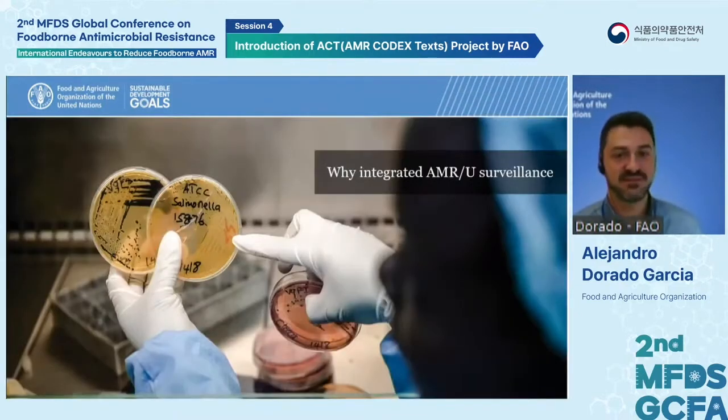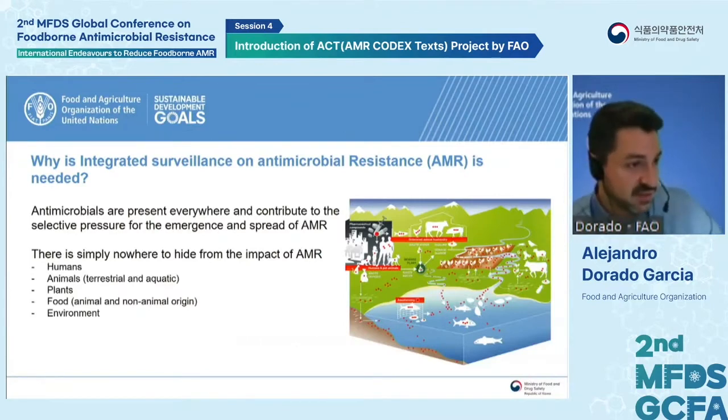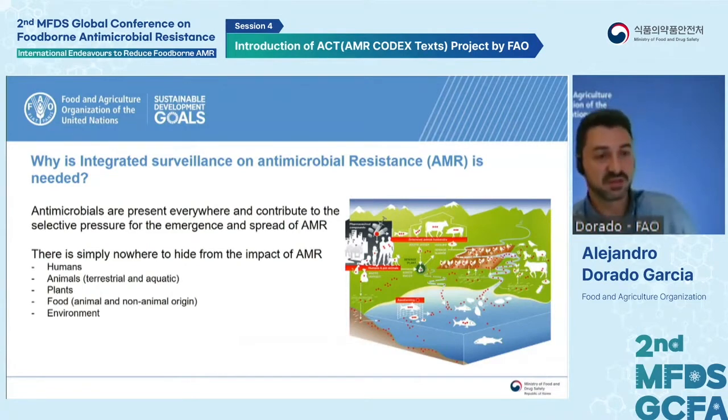I would like to start by giving some introduction on why integrated surveillance is so important and why this project is going to support integrated surveillance. As you know, AMR is a natural phenomenon, part of evolutionary and ecological processes. Microorganisms adapt to the current selective pressure. One of the most important drivers for antimicrobial resistance is antimicrobial use. There is selective pressure everywhere, in the water, in the soil. We also give antimicrobials to animals, to plants, to humans. So there's simply nowhere to hide from the impact of antimicrobial resistance. That's why integrated surveillance is essential for tackling antimicrobial resistance.